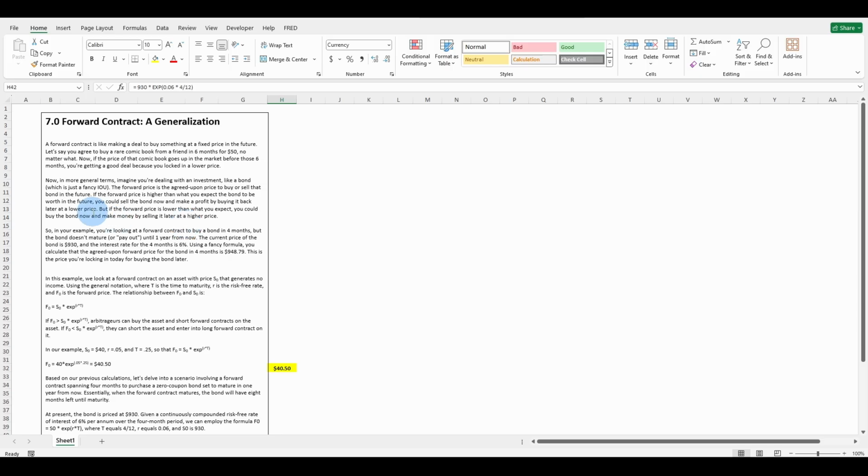Think about that. If the forward price is lower, you buy the forward because it's lower. You could buy the bond and now make money by selling it.